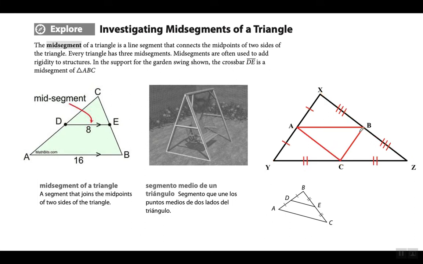And then the third midsegment would be if I look at it like point Z is the top and side XY is the bottom. Then the midsegment would be this line right here, which is connecting point B, the midpoint of this side, to point C, the midpoint of this side. And remember, the midsegment is always parallel to the bottom of the triangle. Let me repeat that in Spanish.